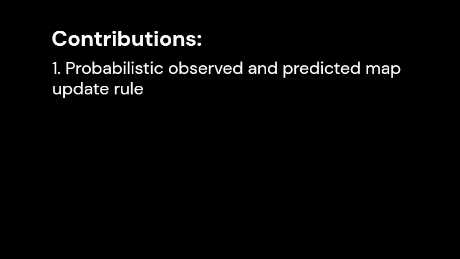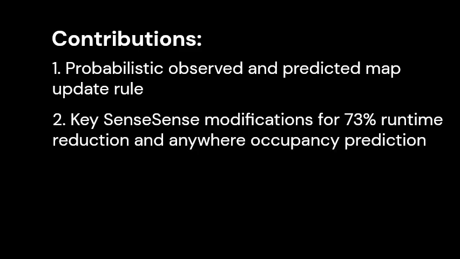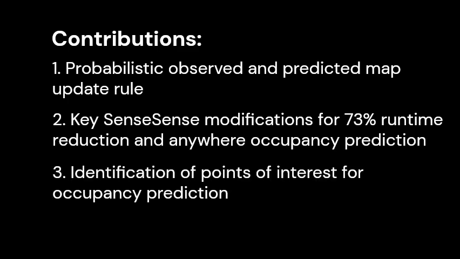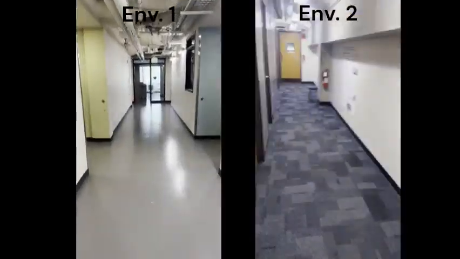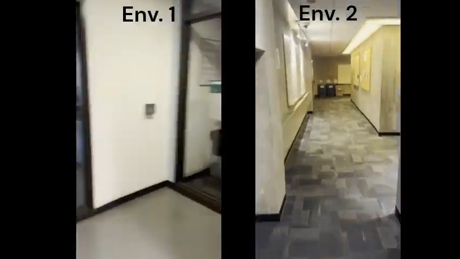In particular, we: 1. Update our method for map merging by updating the existing Octomap map merging formula. 2. Make key modifications to the SceneSense inference framework to allow for diffusions anywhere in the map, as well as a 73% reduction in inference time. And 3, implement a graph-based planner, GB planner, for map frontier evaluation and selection of points of interest for occupancy prediction. We provide evaluations of all the proposed methods in the 2 test environments shown here.